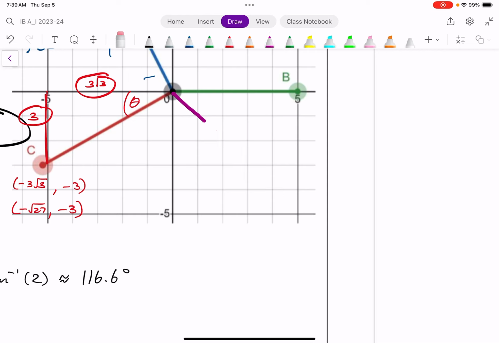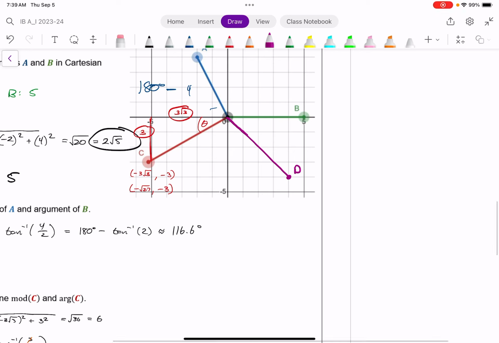That is right, negative 4 comma negative 4. So now here's my Argand diagram for complex number D. So that's the first part of the question done.